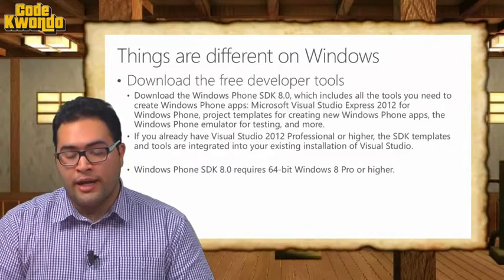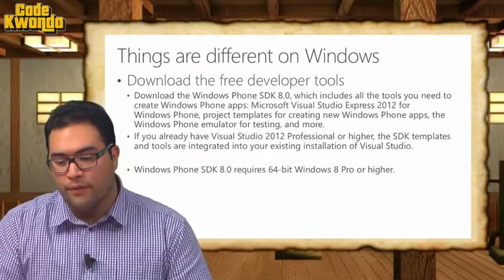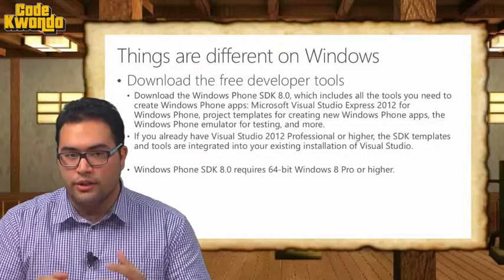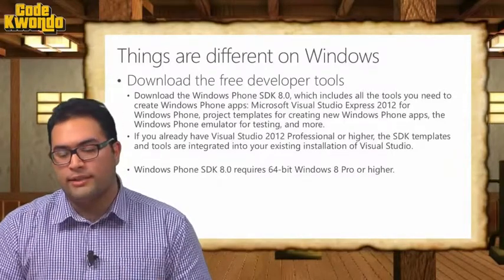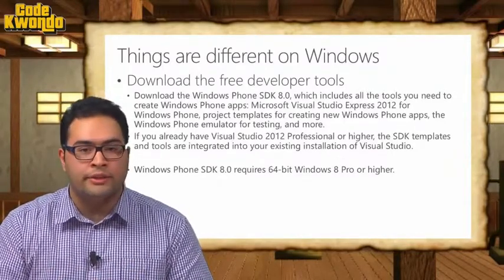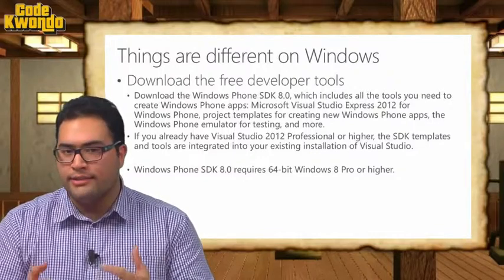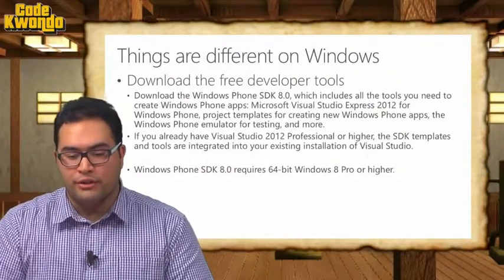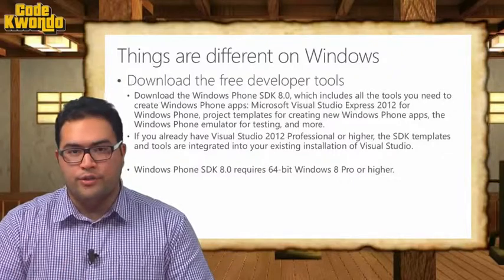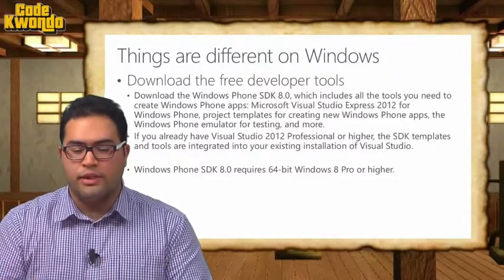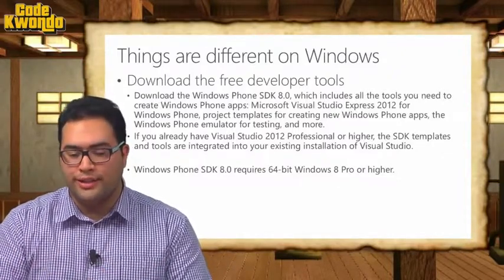What you want to do is download the Windows Phone SDK 8.0. This will include all the tools that you need, including Microsoft Visual Studio Express 2012. So it's not the latest 2013 that was released last week, it's the 2012 version. With that, you'll get all the Windows Phone project templates. You'll get all of the tools, the emulator, everything that you need to get up and running.